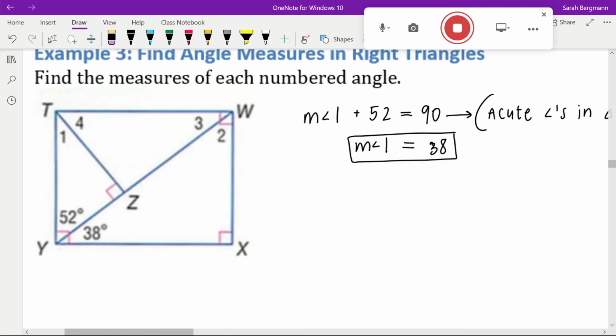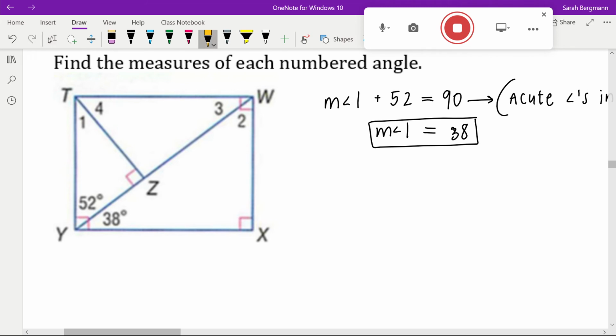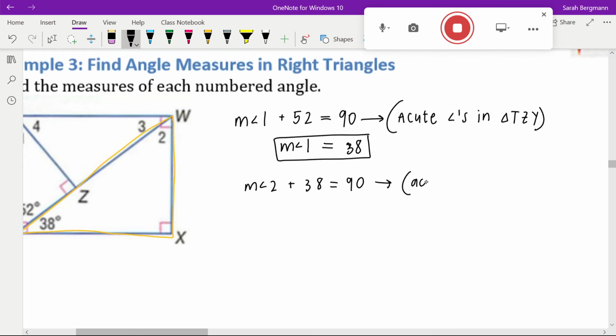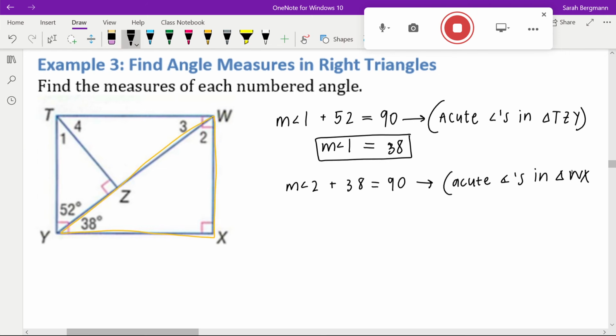Alright, so I have the measure of angle 1 is 38. Now, I can do something similar for the measure of angle 2. When I look at triangle XYW, I see that it's a right triangle with angle X as the right angle. So that means the acute angles must be complementary. Therefore, the measure of angle 2 must be 52. I got that by subtracting 38 on both sides.